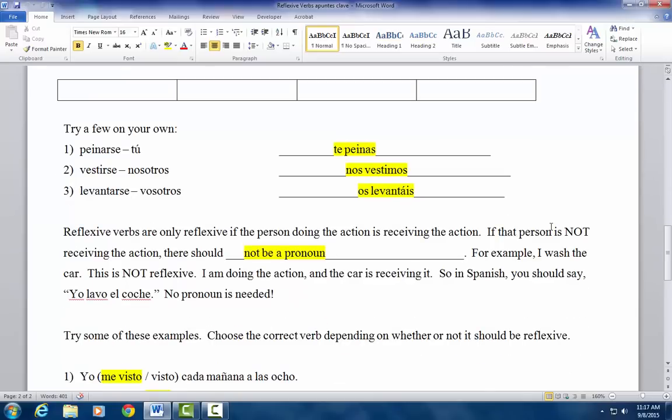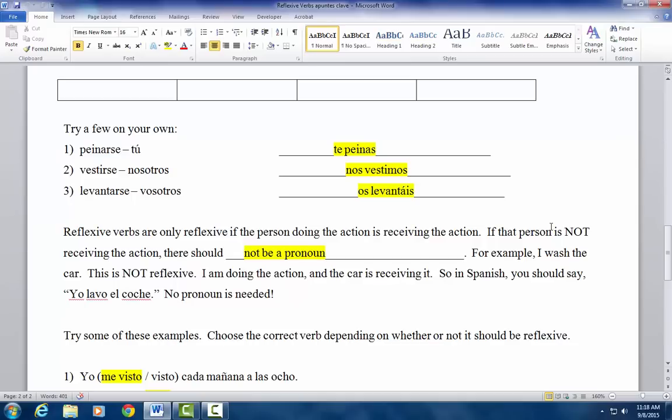Here we have a few on our own. Peinarse in the tú form: te peinas. Vestirse in the nosotros form: nos vestimos. Levantarse in the vosotros form: os levantáis. Reflexive verbs are only reflexive if the person doing the action is the person receiving the action. If that person is not receiving the action, then do not put a pronoun.